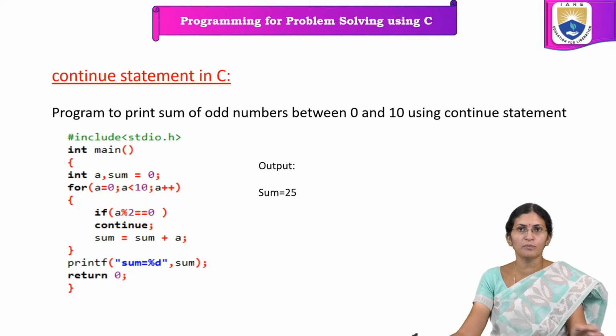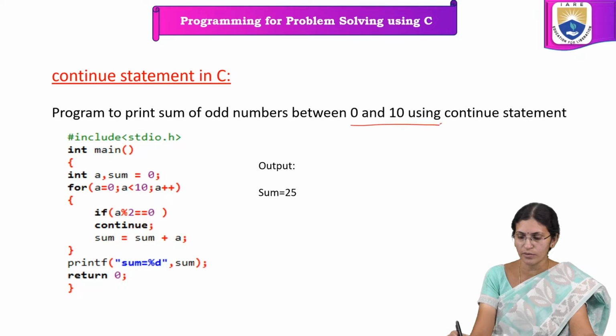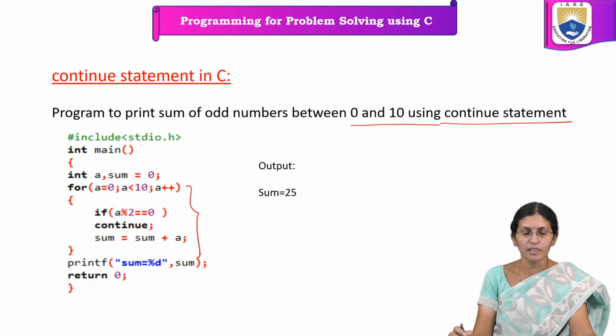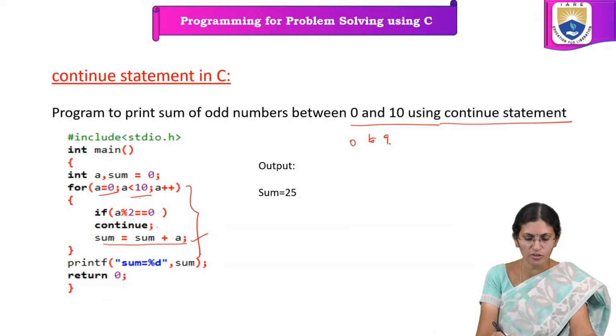Now let us see the program to print the sum of odd numbers between 0 and 10 using the continue statement. So this is the program. Inside the main function we have used a for loop. This for loop will iterate from 0 to 9. Inside the for loop we have taken the condition: if a mod 2 is equal to 0, that means if the number is even, then continue. So after this continue, the sum statement will not be evaluated if this condition becomes true.